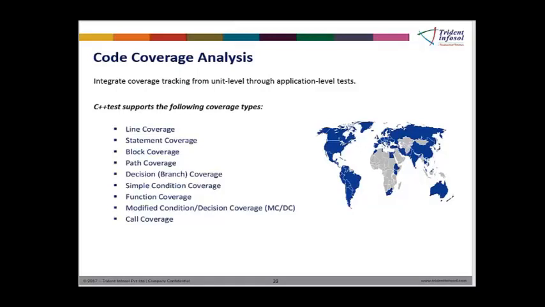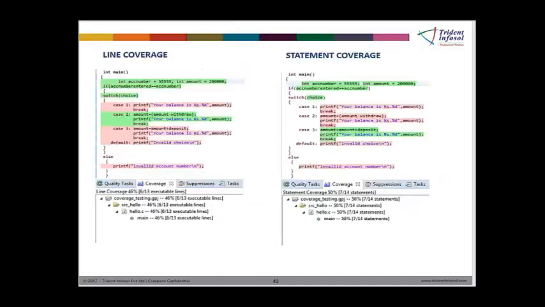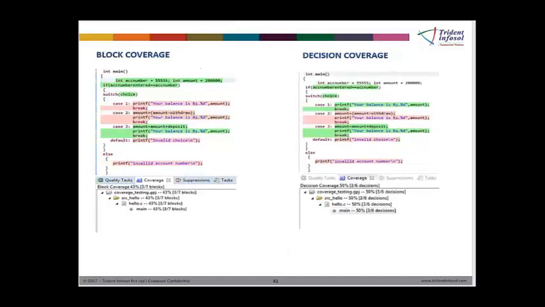Parasoft supports different types of code coverage like line coverage, statement coverage, block coverage, path coverage, decision coverage, function coverage, MCDC coverage, and call coverage. These are example codes for line coverage, statement coverage, block coverage, and decision coverage. You'll know how many blocks are covered or not covered, and how many decisions got covered or not covered.